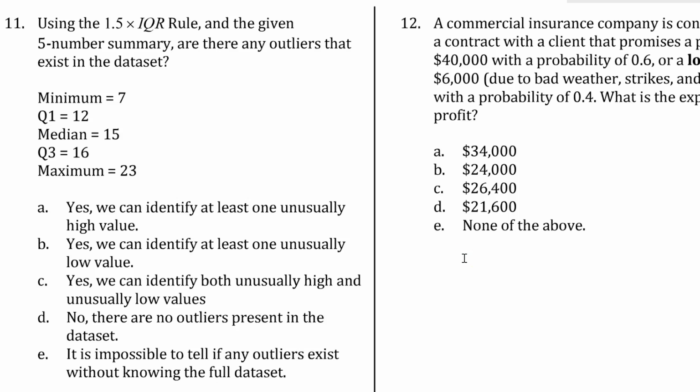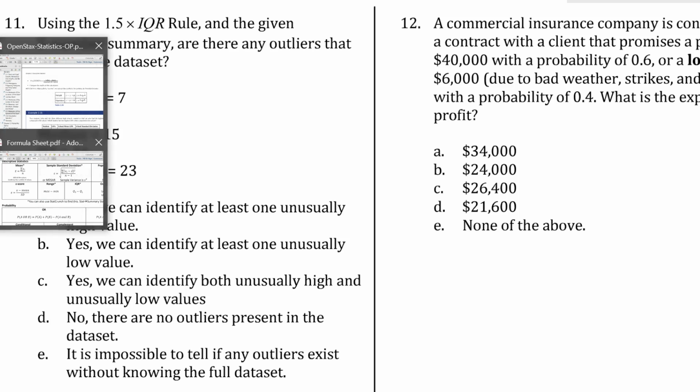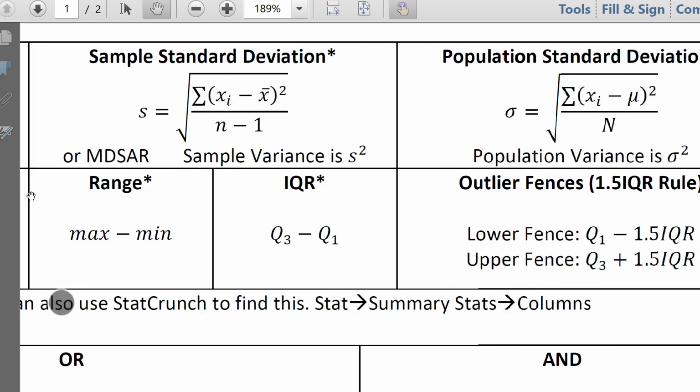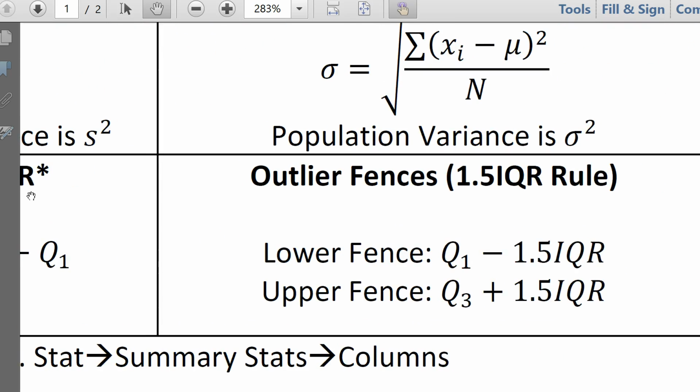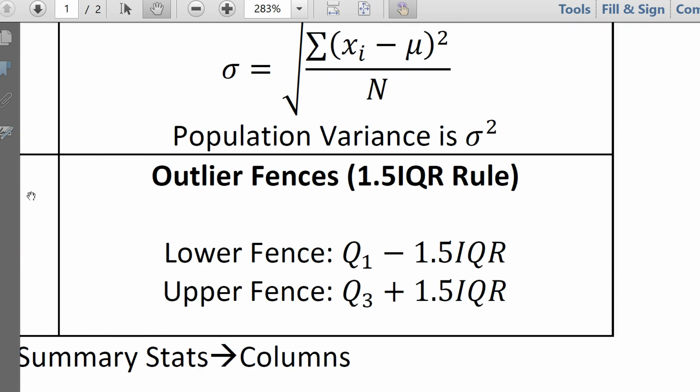Number 11 says, using the 1.5 times the IQR rule, and given the 5-number summary, are there any outliers that exist in the dataset? Well, if you don't remember the 1.5 IQR rule, it's given to us on here. It helps us find outliers. And all we need to do is use this formula here to find what we call our fences, or the boundaries, to help us see what numbers are unusual, or outliers.